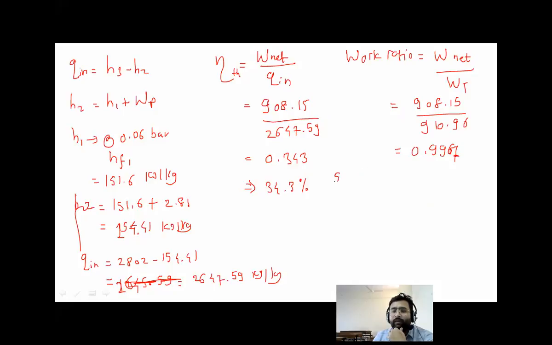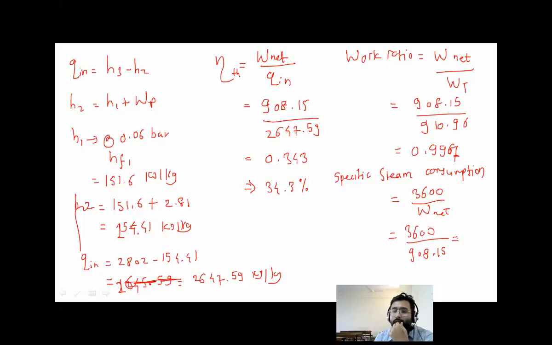And last is specific steam consumption. It is nothing but the ratio of 3600 divided by W net. So 3600 divided by W net, 908.15, is 3.964.